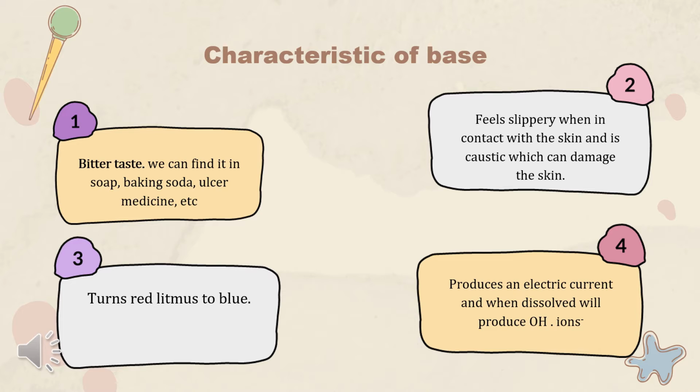And the second is that it feels slippery when in contact with the skin and is caustic, which can damage the skin. And third, it turns red litmus paper to blue, or when we use blue litmus paper, the blue litmus paper stays blue. And the fourth is it produces an electric current, and when dissolved it will produce OH- ions.